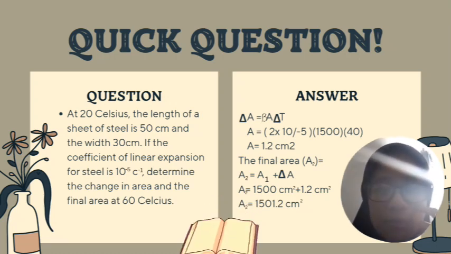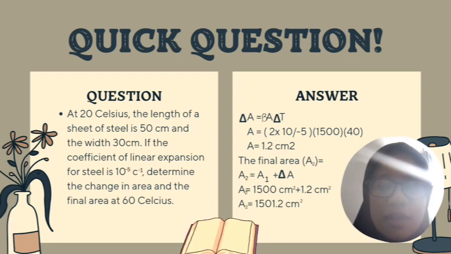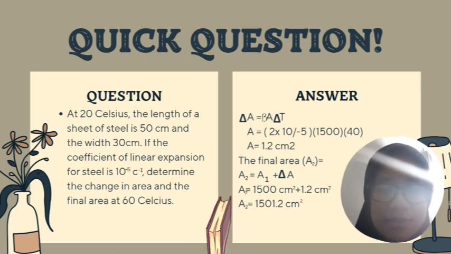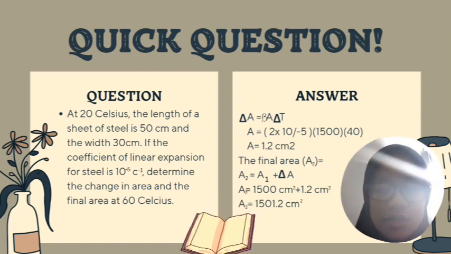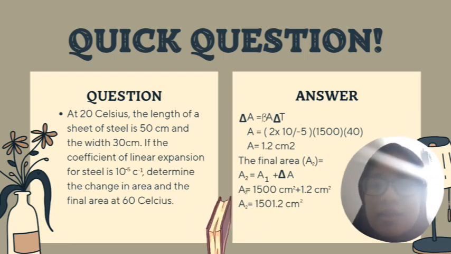So the next one that we have to find is the final area for this question. So what we have to do is final area equal to initial A plus the change of A, which is 1500 centimeter square plus 1.2 centimeter square, and the answer is 1501.2 centimeter square. So that is the final answer of this question.